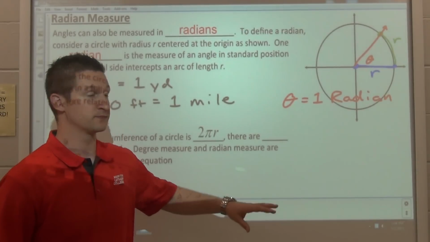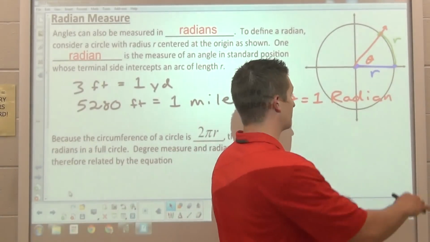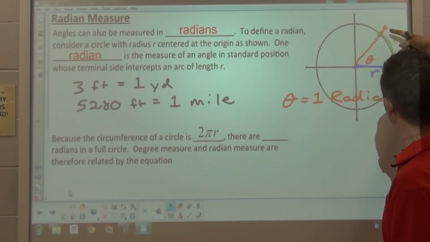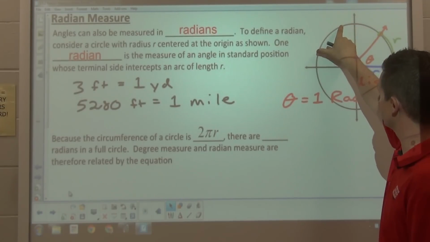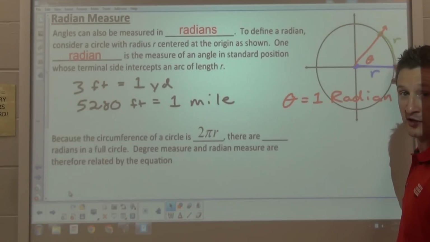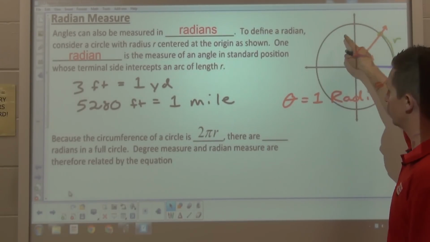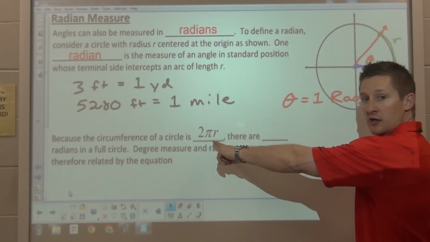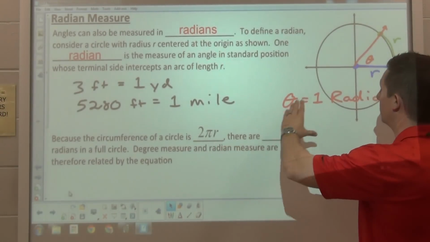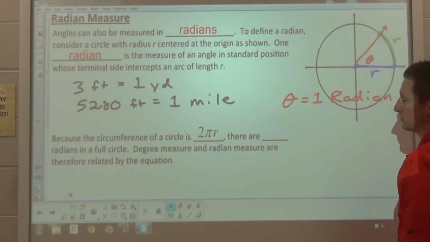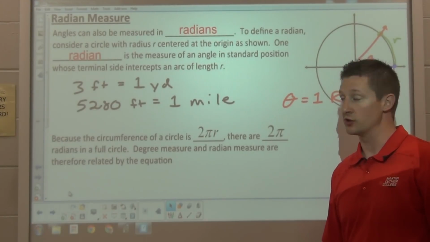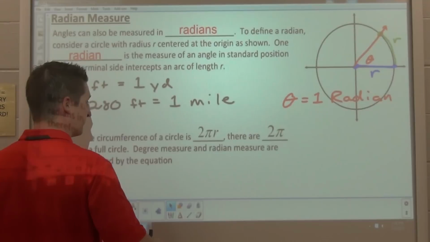Now, if that's the case, that means that when I think about how many of these radii I can fit around the circle, there's 1, and there's 2, and there's 3, there's a little extra right here, 4, 5, 6, a little extra at the end once again. Well, how many of those can I fit? Well, I can fit 2 pi of them. 2 pi radii fit around the outside of the circle. And if that's the case, how many of these angles could I then have around my circle? Well, I can have 2 pi of them. So, 2 pi radians in a full circle.